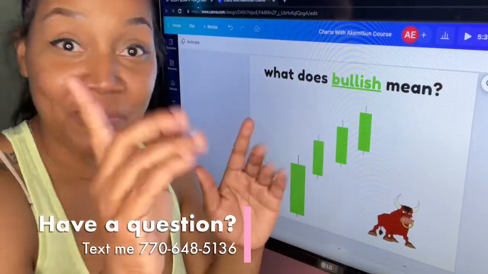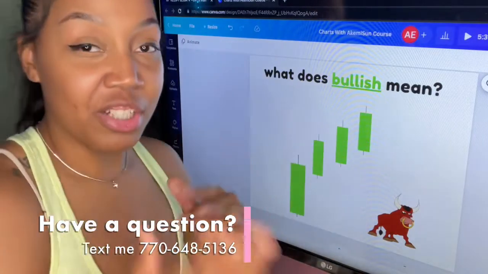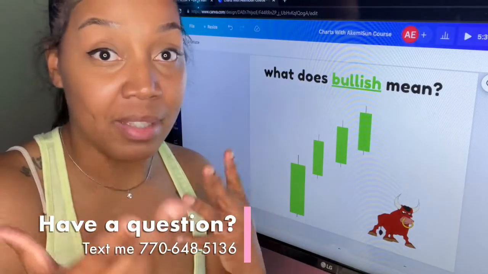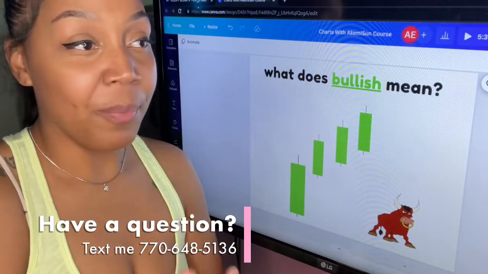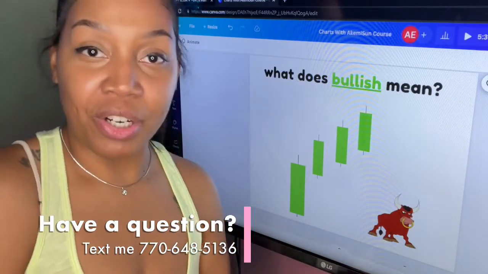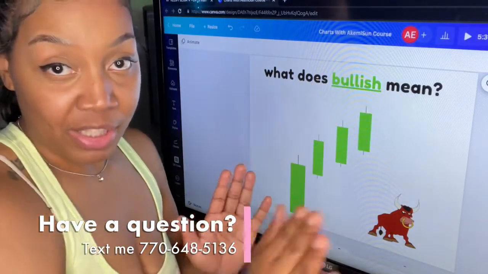That's the first thing I want you to understand when it comes to the charts: understanding the language of the chart. So when somebody comes to you and says, "I'm bullish on Twitter," you know exactly what they mean. They mean that the chart is going up.